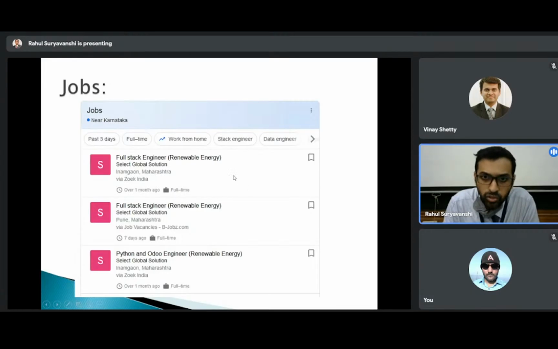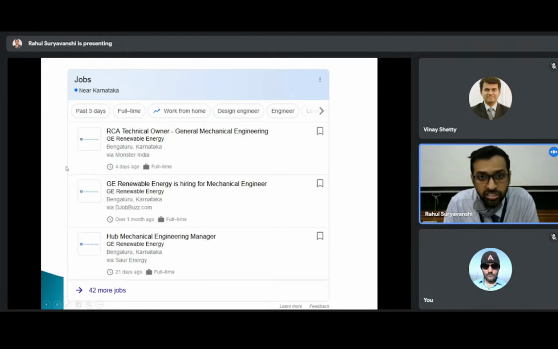So this is just to give you a glimpse. This was taken this morning only. You can see these are the jobs in Karnataka. And these are not only this; I have taken only three. There are hundreds and thousands of job opportunities for computer science engineers.